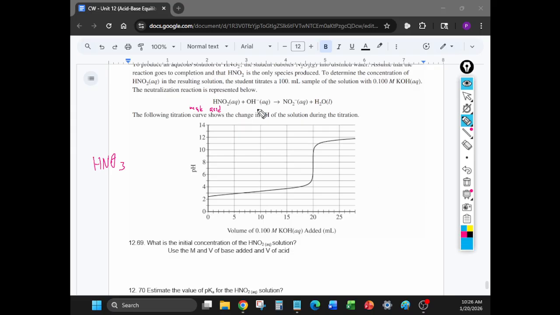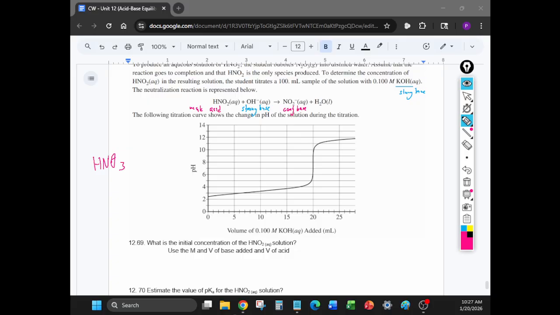You are adding OH minus to this. And if you read the problem, I know I didn't ask you to do it, but if you read the problem, it comes from KOH, and this is a strong base. So you are adding a strong base to your weak acid. And then right here, it's going to react. It produces NO2 minus, and this right here is going to be your conjugate base. And then obviously we have our water.